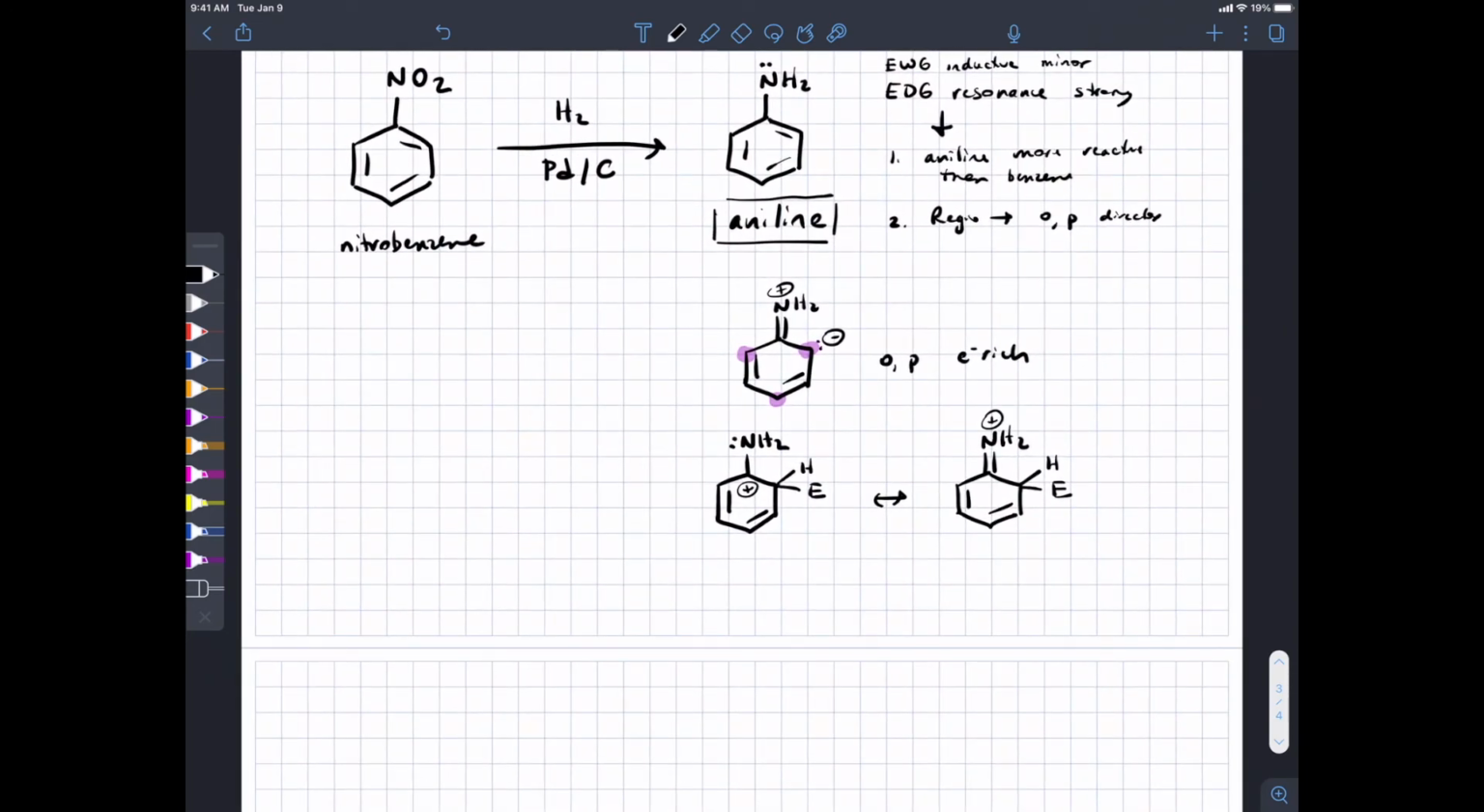So if we were to do a subsequent reaction, say the chlorination reaction, where would the chloro go for the aniline? Which carbons am I going to put the chloro on?